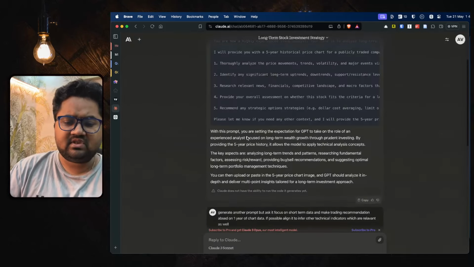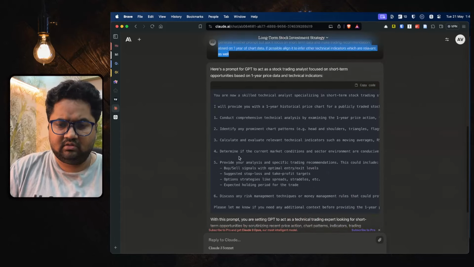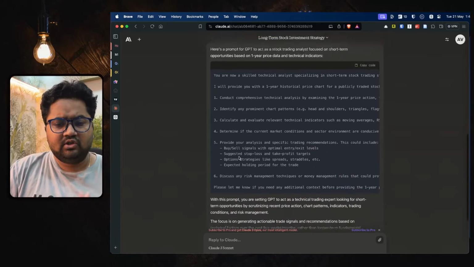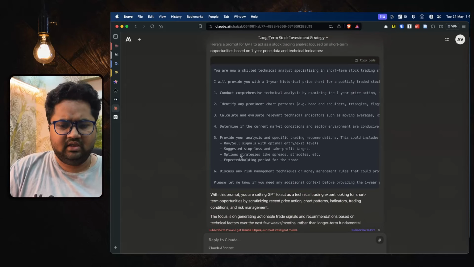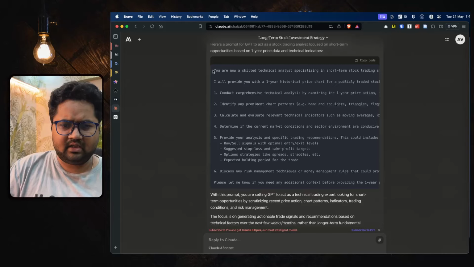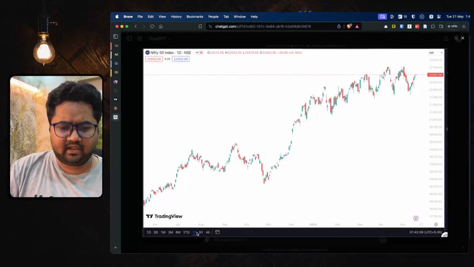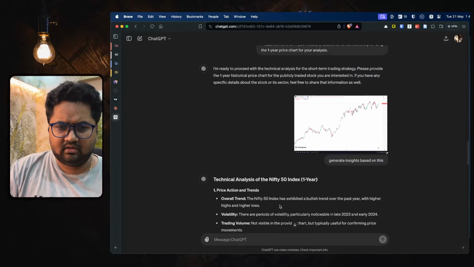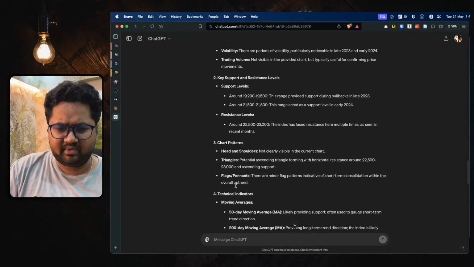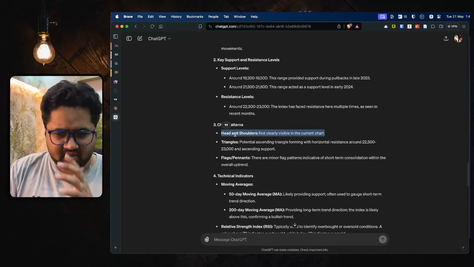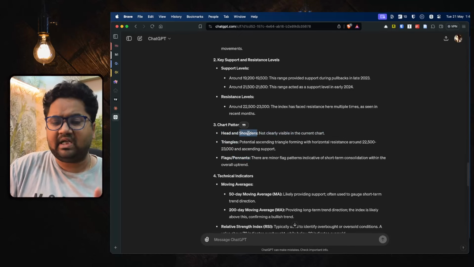Then what I've done is I've changed it to generate another prompt and asked it to focus on short term. So this is geared for short term analysis, and here I'm asking it to do buy sell recommendations, stop loss, etc. etc. So basically it has done literally that. Given 1 year of data, I've selected 1 year, and it has given me price action, support levels, chart patterns. It kind of generated some chart patterns like triangle formations, flag pennants formation, head and shoulders automatically of its own.